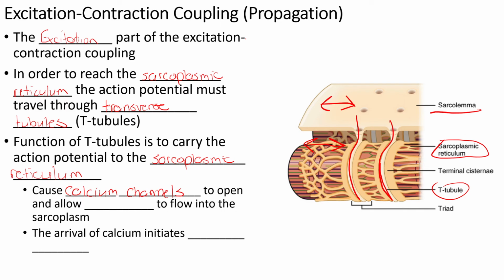Okay. Now inside of the sarcoplasmic reticulum, we are stuffed full of calcium. That means the concentration of calcium inside of the sarcoplasmic reticulum is much higher than it is in the cell. So when I open these calcium channels, the calcium is just going to flood out of the sarcoplasmic reticulum into the cell. Okay. It's going to allow calcium to flow into the sarcoplasm. And what the arrival of calcium is going to do is initiate muscle contraction. That's all it's going to do right there.